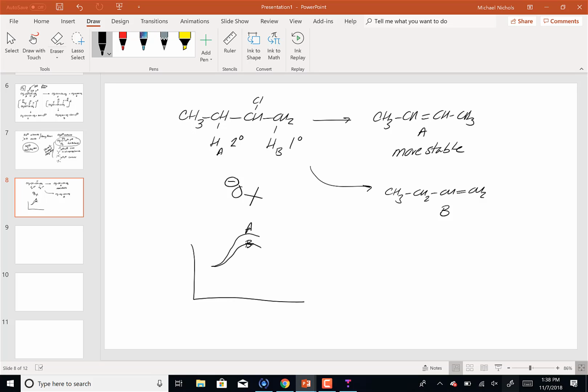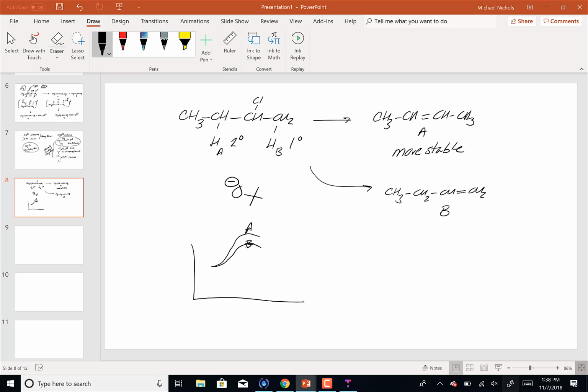What I'm doing here is I'm putting a very specific term. Instead of saying it's easier, the true answer is it has a lower transition state energy. And what do we know about lowering the transition state energy? It makes the reaction go faster. Notice I haven't used the word Hammond, nor will I.